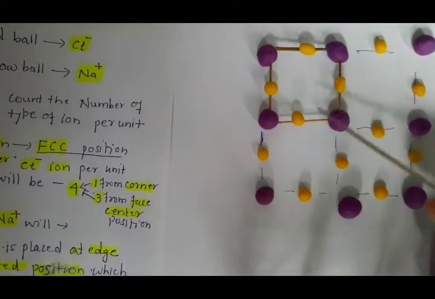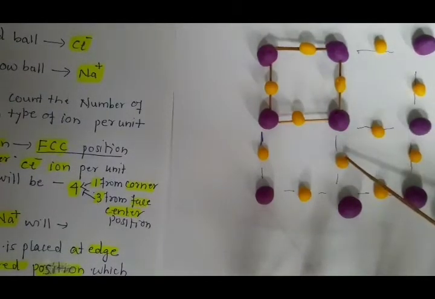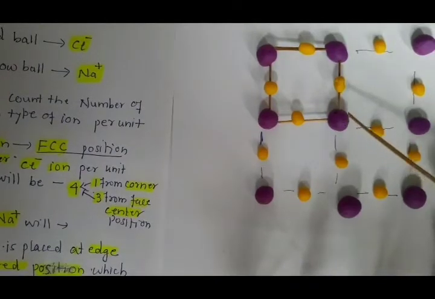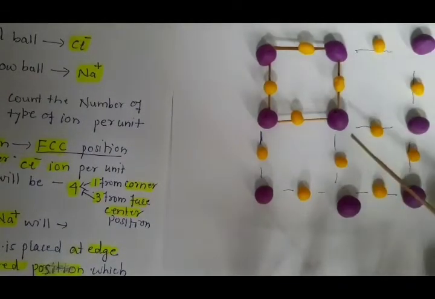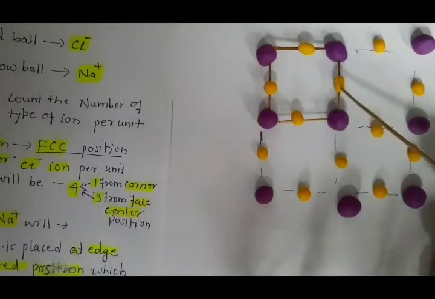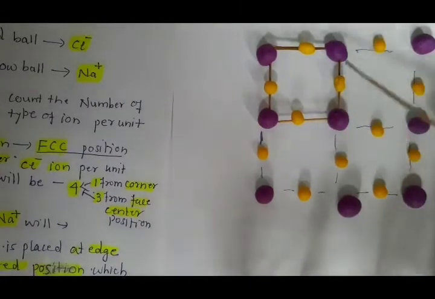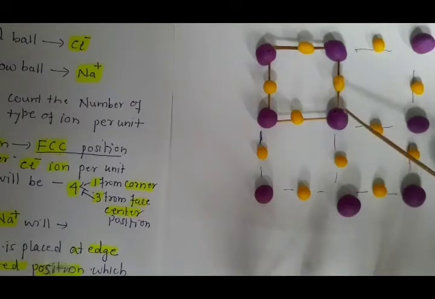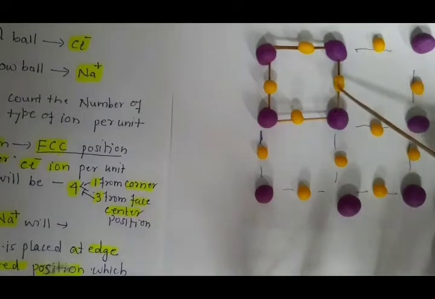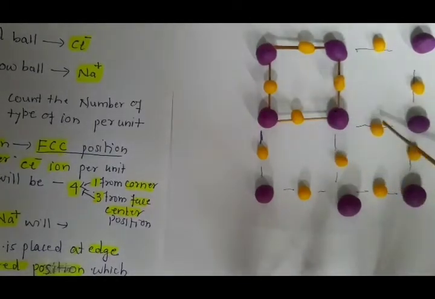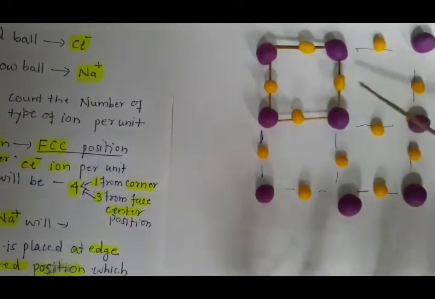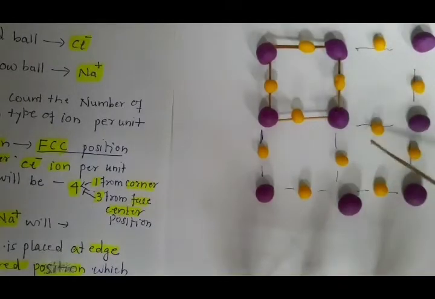Now how many nearest neighbors are there for this purple ball in a two-dimensional lattice? Here this yellow ball is placed at a closer distance from the purple ball, and that is why the coordination number is defined as the number of nearest neighbors surrounding the central atom or a particular atom. How many yellow balls are there? 1, 2, 3 and 4. It is in one plane. It means this ion is surrounded in a two-dimensional lattice by 4 neighboring yellow balls.